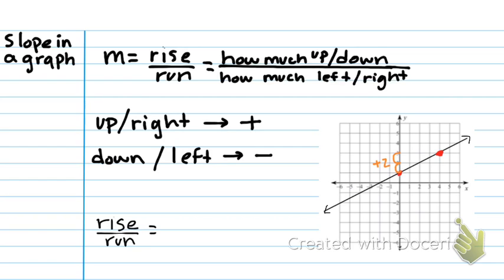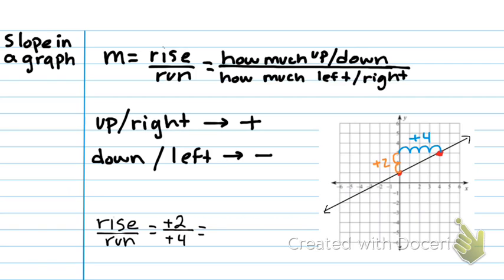The amount that I went up was positive 2. Remember, I went up, so it's positive. So it's going to be a plus 2. And for my run, I went 1, 2, 3, 4. And I went to the right, and the rule says if I go to the right, it's going to be a positive. If we went to the left, it would have been negative. So let's do a positive 4. And we can go ahead and put positive 4 on the run.